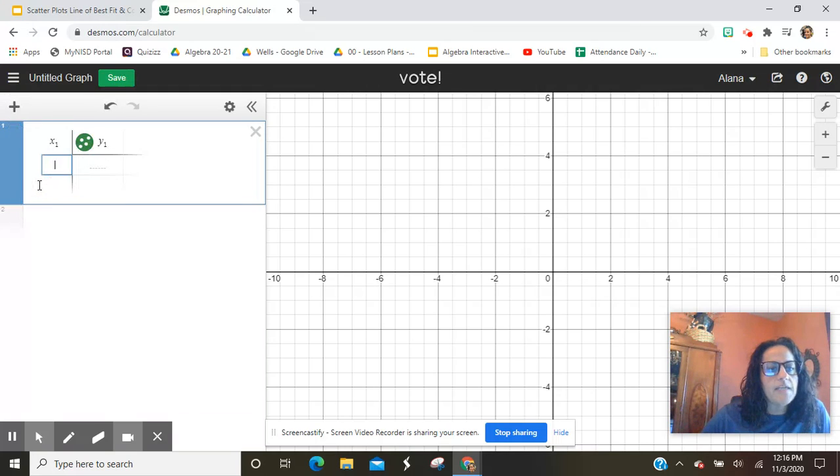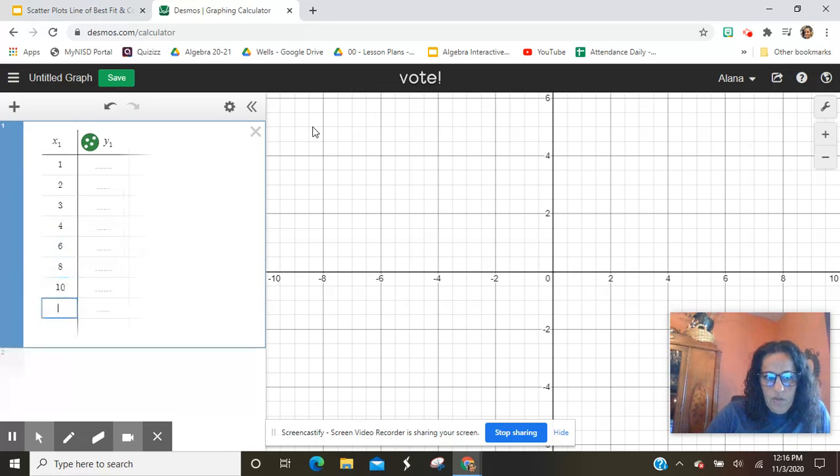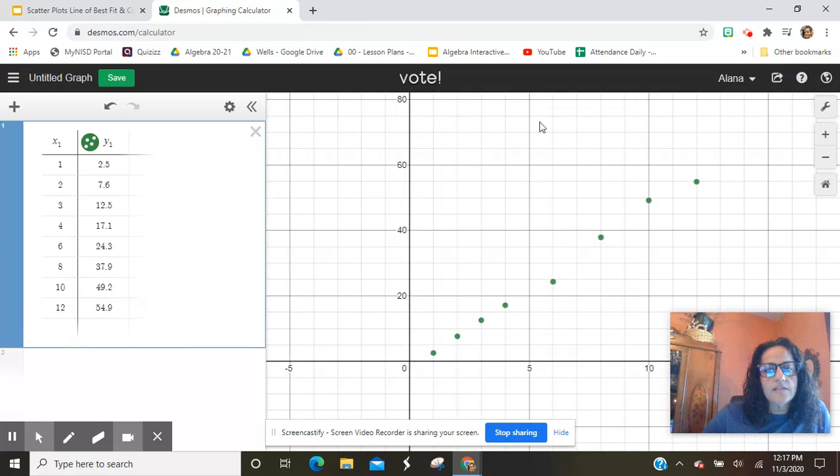So I'm going to start by making a table, and I'm going to input those values for the table. There's all my X values, and now I'm going to go ahead and do the Y values. Okay. And I'm going to go ahead and hit enter. But one thing I do want to do is click this little magnifying glass so that it shows me where all my points are.